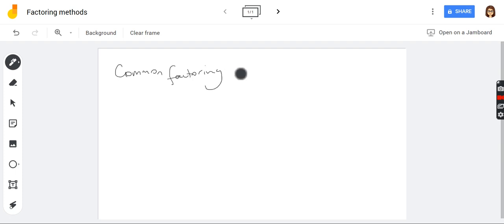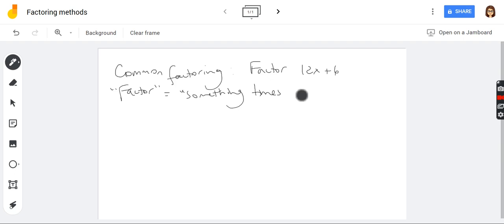The question in common factoring would look something like: factor 12x plus 6. Remember that the word factor means to write the expression as something times something. So we want to write the expression as a product. If you've watched the area models video, then you'll understand that really what we're being told is, here's a rectangle with area 12x plus 6. What are the length and width?